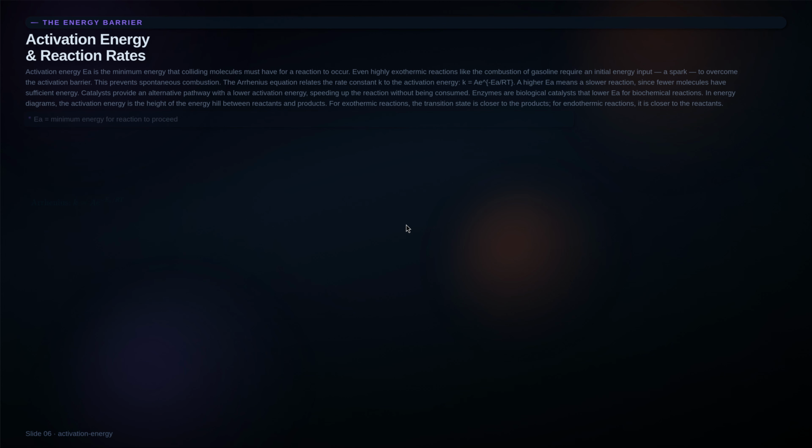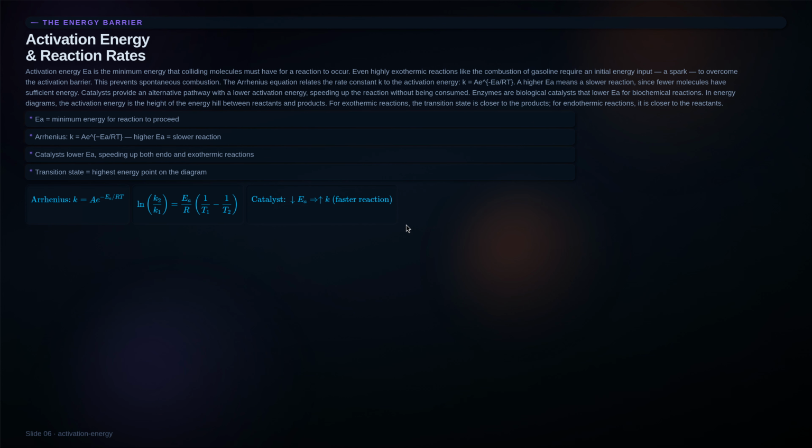Activation energy, E sub A, is the minimum energy that colliding molecules must have for a reaction to occur. Even highly exothermic reactions like the combustion of gasoline require an initial energy input, a spark, to overcome the activation barrier. This prevents spontaneous combustion.